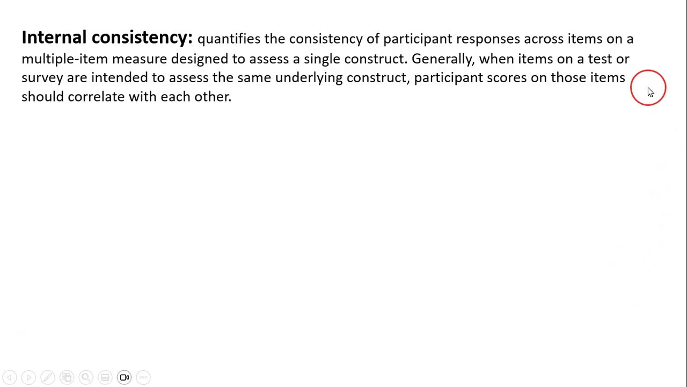Internal consistency quantifies the consistency of participant responses across items on a multiple item measure designed to assess a single construct. Generally, when the items on a test or survey are intended to assess the same underlying construct, participant scores on those items should correlate with each other.